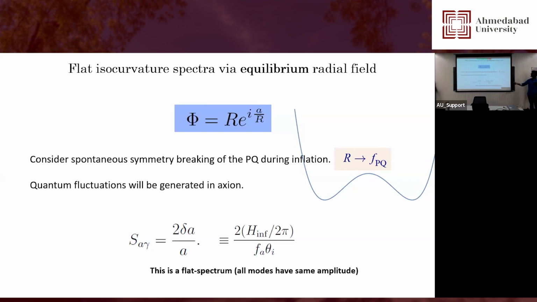And so the idea is during inflation, I can have this field phi, which is actually a combination of two fields, real or imaginary, or in this case, radial or axial. And then the axial is what we call the axion field. We identify the axial as the axion field.